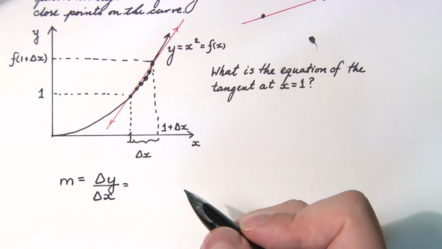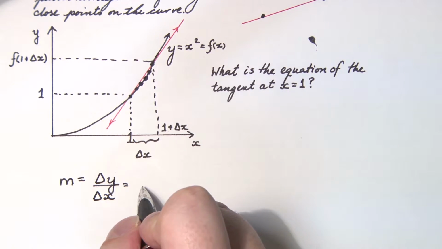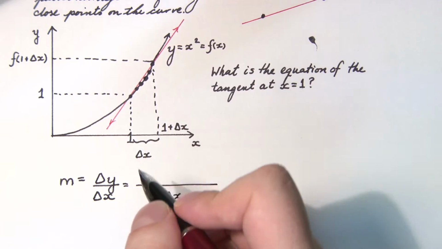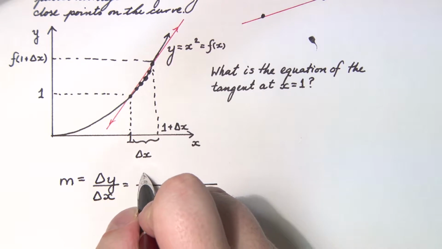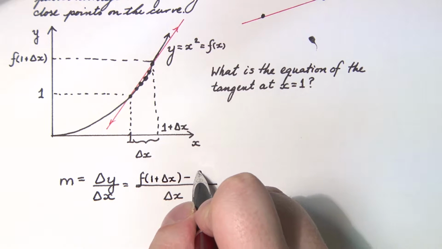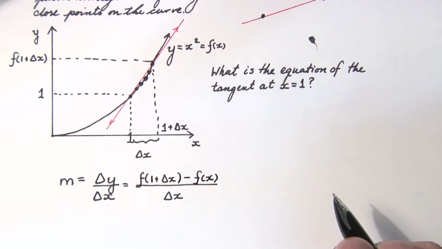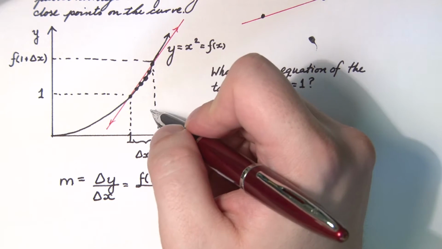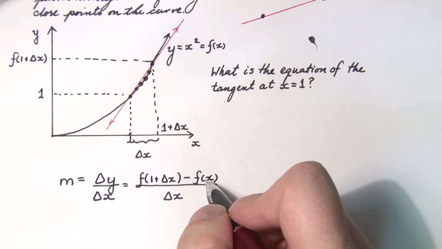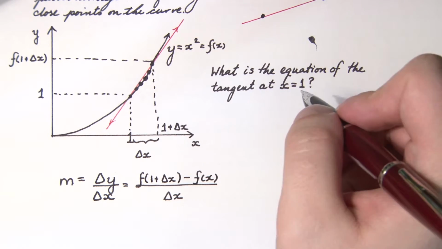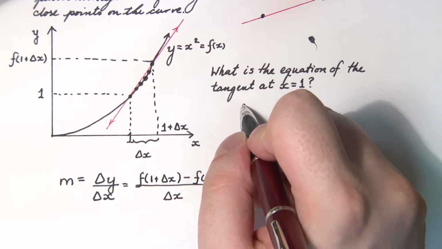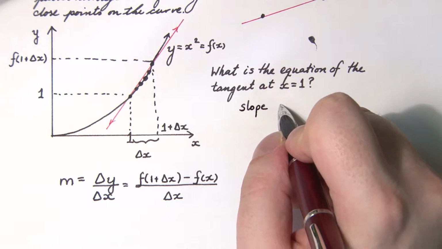Okay, so we know what the change is here. It's delta x, so we'll leave that on the bottom. But the change in y is f at 1 plus delta x minus f at 1. So what you can see is, if we just immediately make delta x equal 0, this expression, the slope that we need to form the equation for the tangent, because in this we're going to need both a slope and a point.